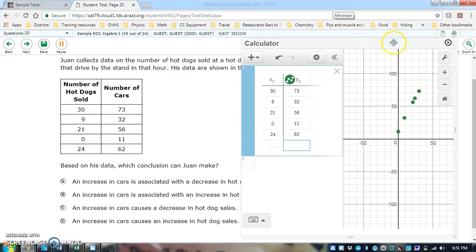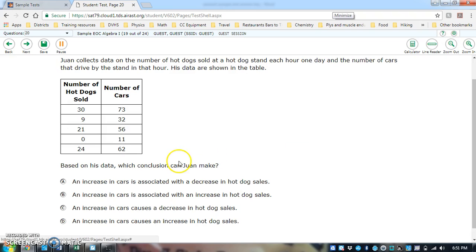So what I'm looking at in my answers now is that both our cars and our hot dogs increased together. So instantly A and C are eliminated. So the question is, does an increase in cars, is that associated with an increase in hot dog sales, or is an increase in cars causing an increase in hot dog sales?